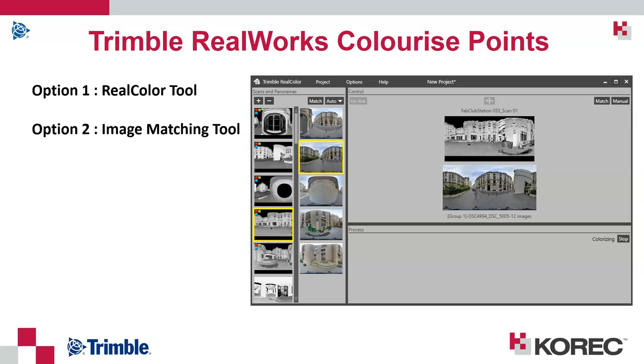One is to use the Real Colour tool, where you have panoramic 360 degree type images which can be manually or automatically matched to corresponding scans from a scanner such as the TX8 or the TX6 or even the X7. Now, the other route, which is to take discrete images which don't cover the whole point cloud or the whole scan, and apply those to a section of the cloud, is done using the image matching tool, and that's what I'm going to cover in this video.